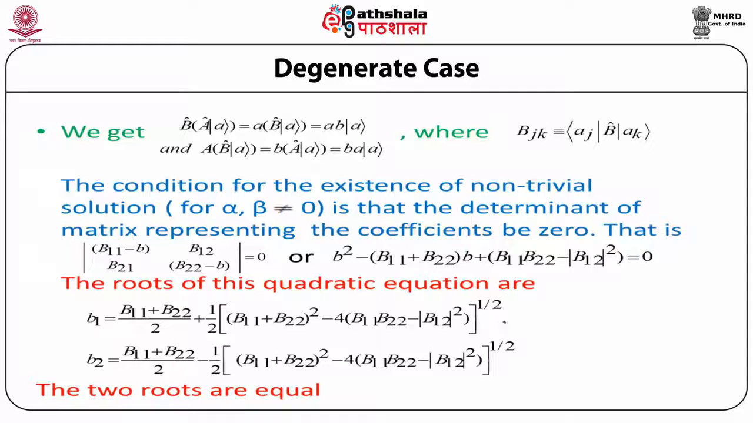And so, solving for B, we get two roots for this quadratic equation, which are given by B1 is equal to (B11 plus B22) upon 2 plus half of [(B11 plus B22) whole squared minus 4 times (B11 B22 minus modulus squared B12)] to the power half. And the other root is given as B2 is equal to (B11 plus B22) upon 2 minus half of [(B11 plus B22) whole squared minus 4 times (B11 B22 minus modulus squared B12)] to the power half.